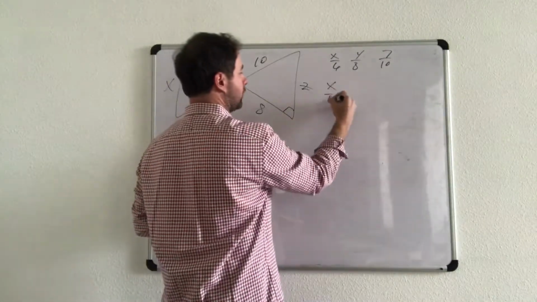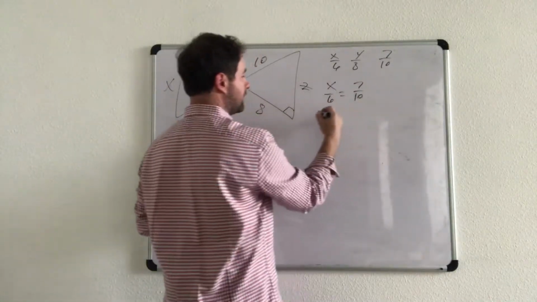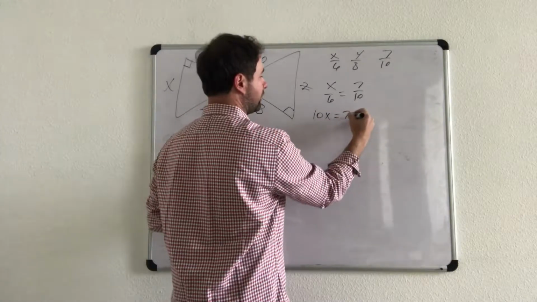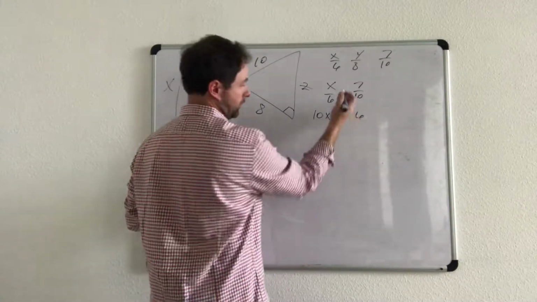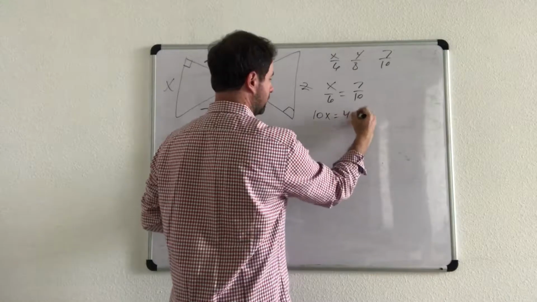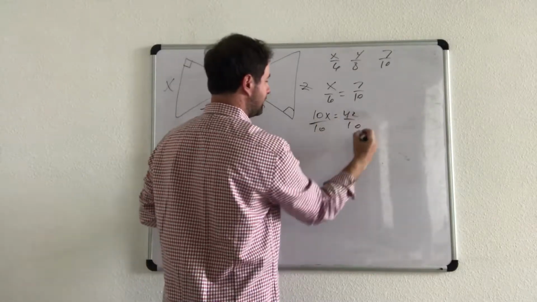So we'll go x over 6 equals 7 over 10. 10x equals 7 times 6, which is 42. We can go ahead and put that in there. Divide both sides by 10.